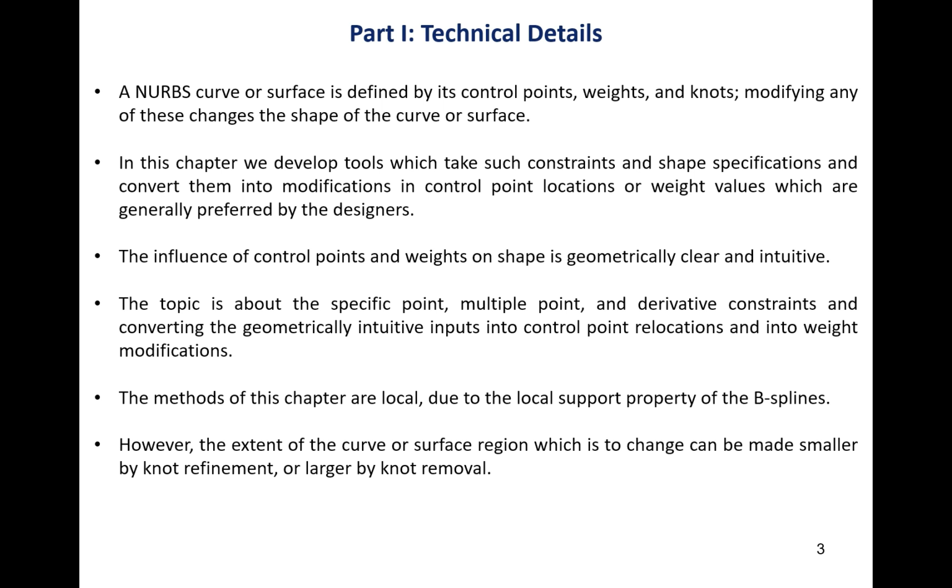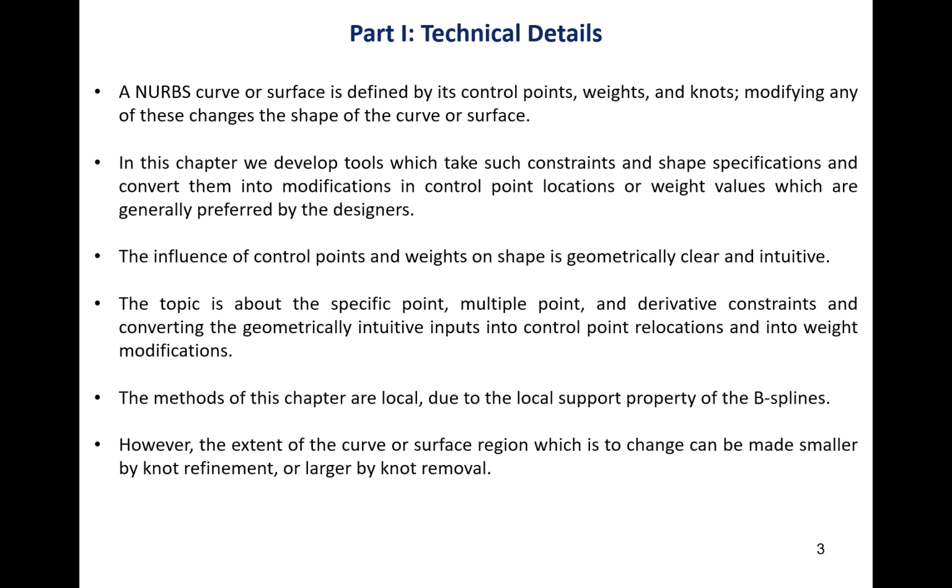So a NURBS curve or a surface is defined by its control points, weights, and knots. Modifying any of these changes the shape of the curve or surface. So in this chapter, we develop tools which take such constraints and shape specifications and convert them into modifications in control point locations or weight values, which are generally preferred by most designers lately. And the influence of the control points and weights on shape is geometrically clear and intuitive.